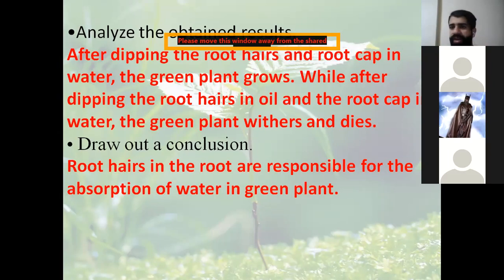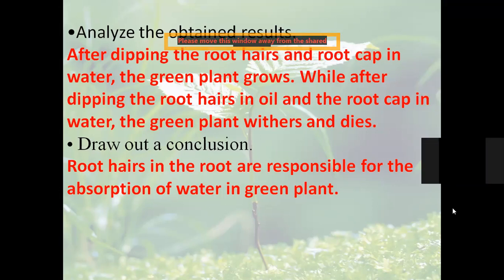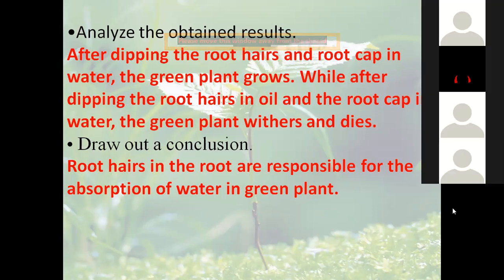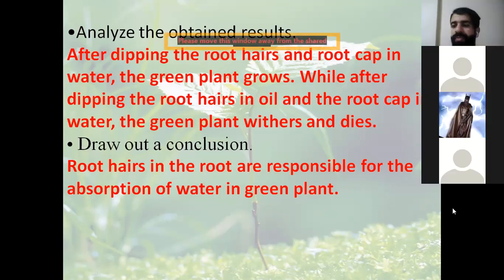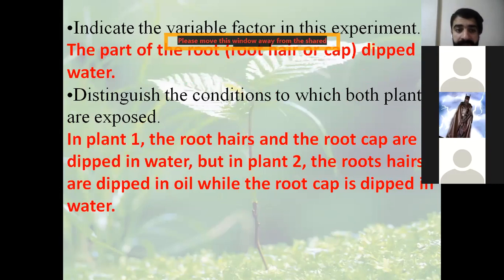From now on, first we said that the roots are responsible for the absorption of water. Now we have to say that it's not the roots, it's a part of the root, which is the root hairs. They are responsible for the absorption of water. So from now on, you have to be more specific. You don't have to say it's the root that absorbs the water. From now on, it's the root hairs, which are responsible for the absorption of water in green plants.